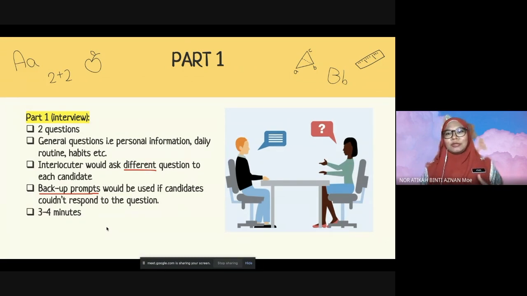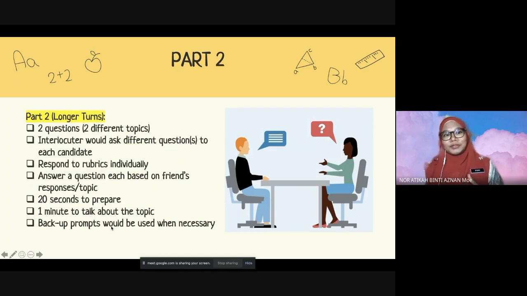That's how they will make a student to be able to speak up. Whatever it is, there must be ways to make sure that they speak. They utter at least a word, speak a sentence, whatever it takes. Right? And for this part, for the interview, it will take 3 to 4 minutes. Moving on, the next one, part 2.